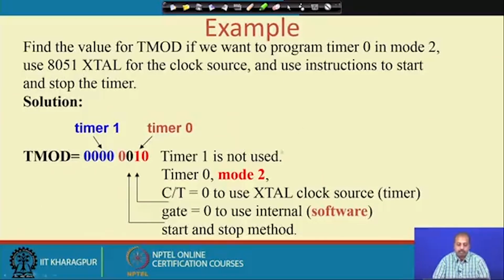So, definitely this TMOD setting. The 4 most significant bits are for timer 1, so they are all 0. Now, the least significant 4 bits are for timer 0, and out of that, the GATE bit is 0, so GATE equal to 0 means internal operation. Then the second bit is C/T. C/T is 0, which means we are looking for the timer operation. Then 1 0 is the mode identifier. So, this is the pattern that we have to load in the TMOD register if we want to do this operation.